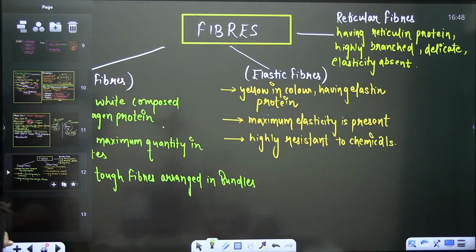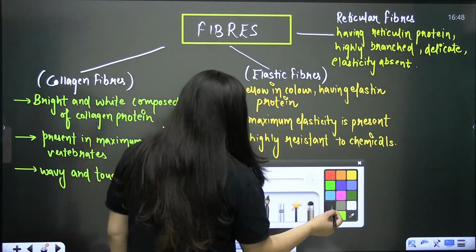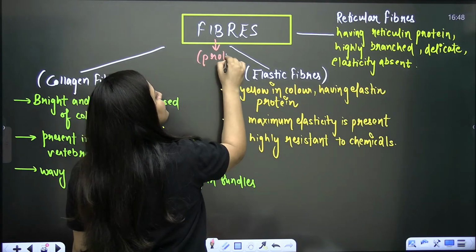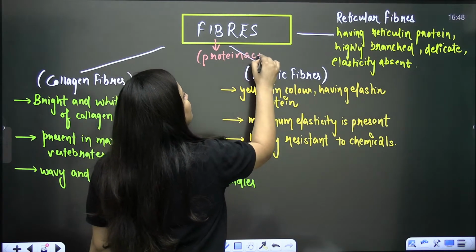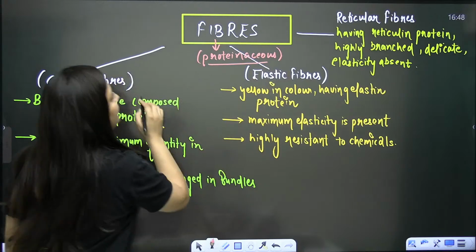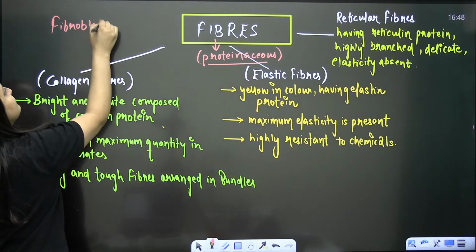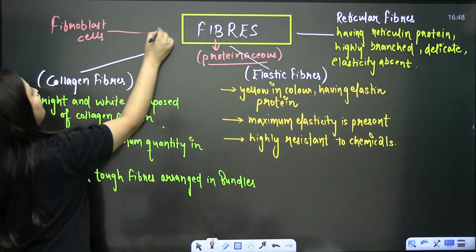Done. So next is the fibers. Bache, fibers are proteinaceous structures. They are made up of proteins. And as I said, your fibroblast cells are going to form the fibers.